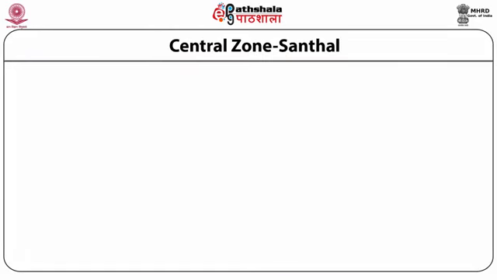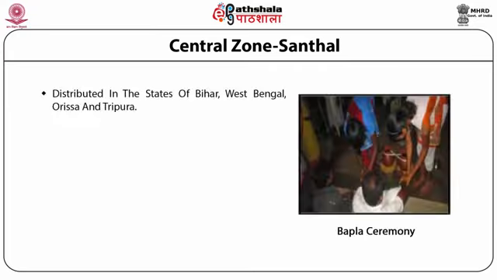Now we discuss Central Zone tribes. In the Central Zone, the predominant tribe is the Santals. The third largest tribal community of India, with a population of 2,060,842. They are distributed in the states of Bihar, West Bengal, Orissa and Tripura. The Santals inhabiting the state of Assam are not a scheduled tribe.